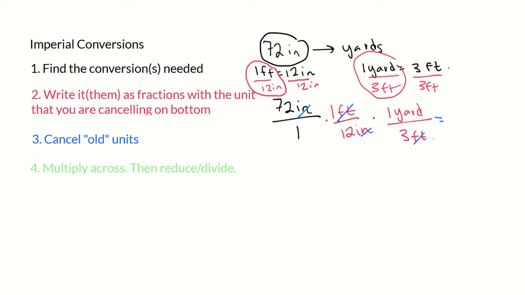And then we multiply across. So across the top, we multiply 72 times 1 times 1 to get 72. And then we have yards on the top. And then across the bottom, 1 times 12 times 3 to get 36 on the bottom, and the units have canceled on the bottom. So last we just reduce or divide this number. 72 divided by 36 is 2, so we get 2 yards.